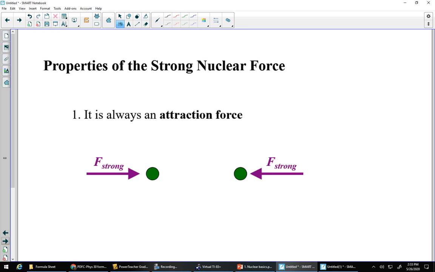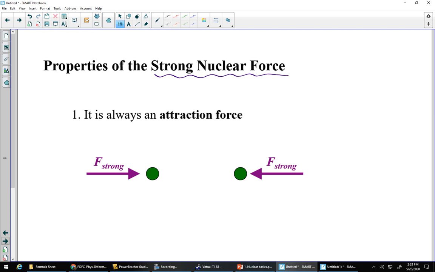Well, it's our nuclear strong force. And there are actually four fundamental forces that we've mentioned before. There's the nuclear strong force, there's the electromagnetic, there's the nuclear weak force, and then there is the force of gravity. The nuclear strong force that we're focusing on right now is clearly the strongest of the forces.